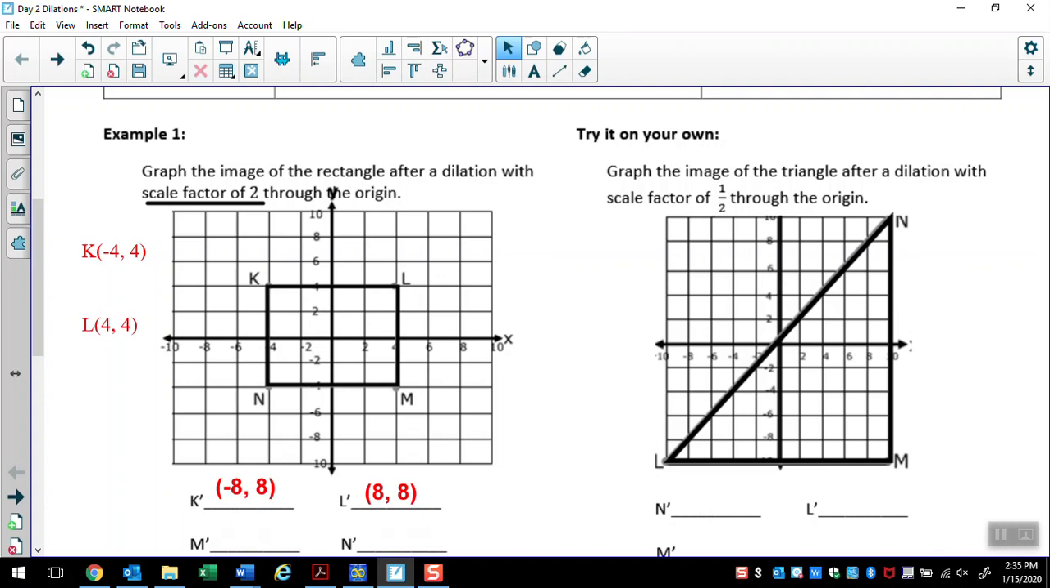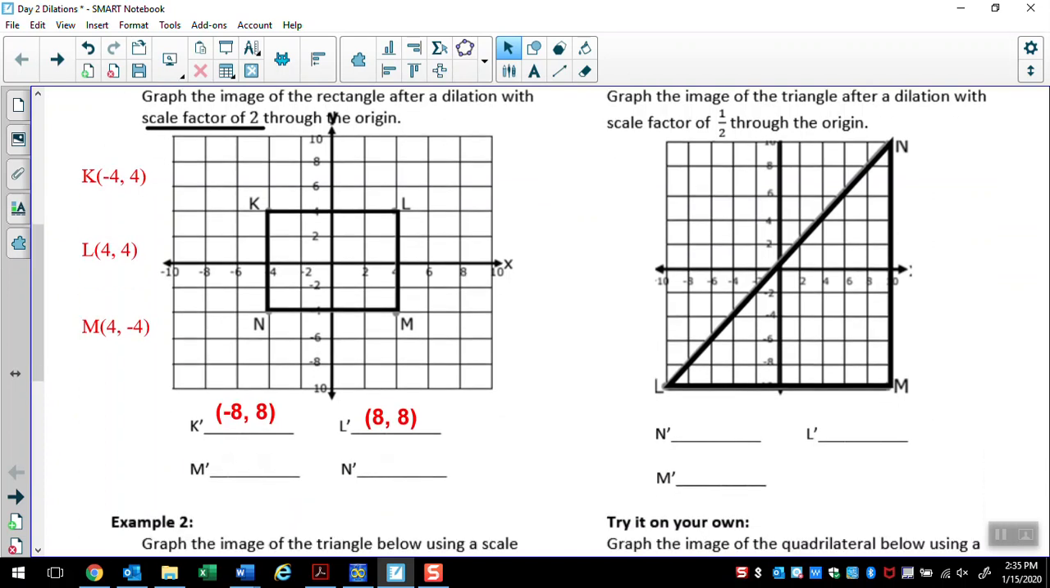8 and 8 again. And then M is at 4, -4. So if I were to multiply those values by 2, I would end up with 8, -8. And then lastly, point N is at -4, -4. And if I were to multiply both of those by 2, we would end up with an ordered pair of -8, -8. Now we can go ahead and graph each of those 4 points.